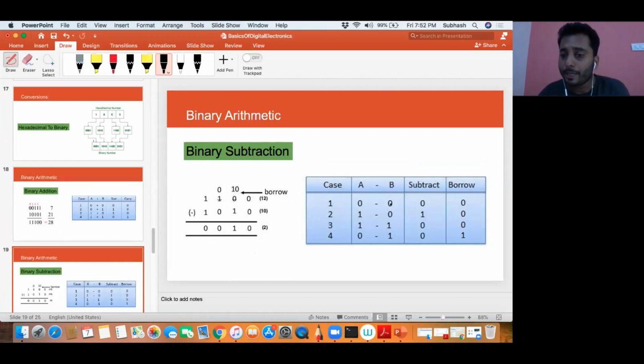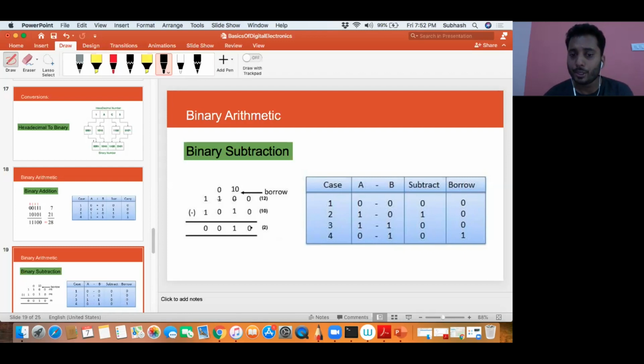0 minus 0 is 0, with 0 borrow, you need not borrow. 1 minus 0 is 1, with 0 borrow. 1 minus 1 is 0, with 0 borrow. 0 minus 1, the answer is 1, but you'll have to borrow 1. So that's what it says here.